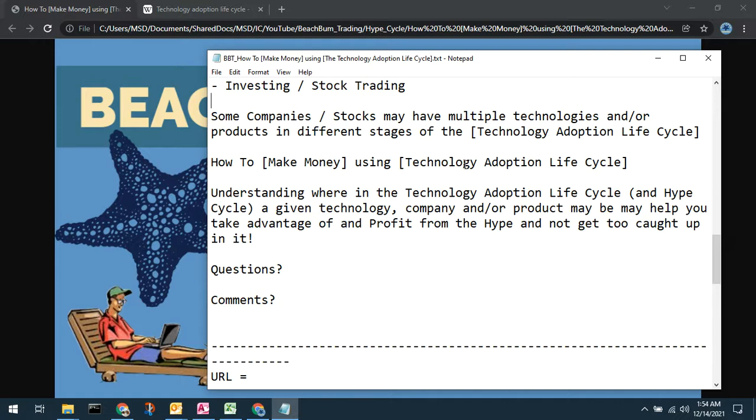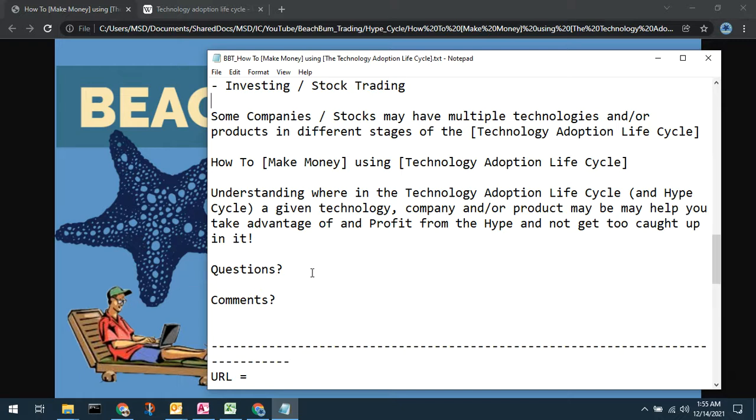So hopefully this all helps you understand how you can use all this information to make money using the technology adoption life cycle, and understanding where a company, a stock is in the technology adoption life cycle and where it is in the hype cycle helps you figure out how to profit, how to trade from the technology adoption and from the hype, and not get caught up in the hype and get stuck at the edge of the chasm and fall in.